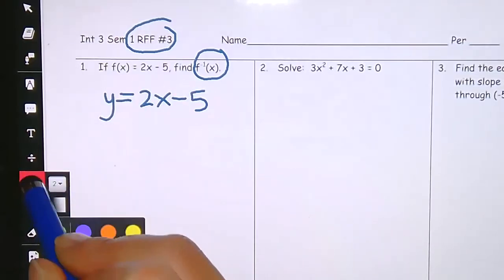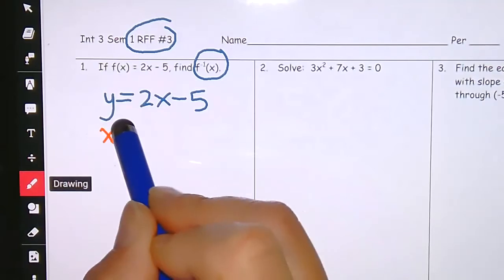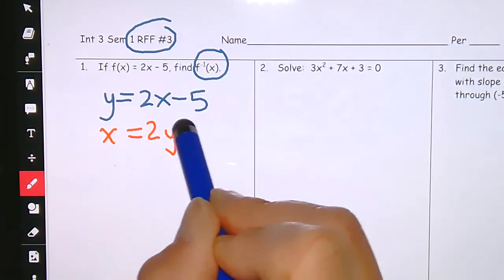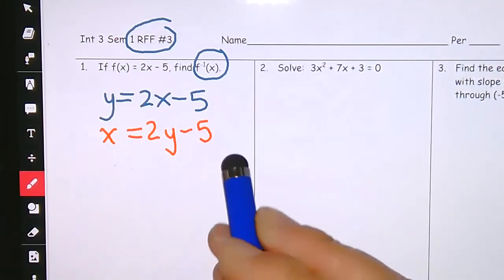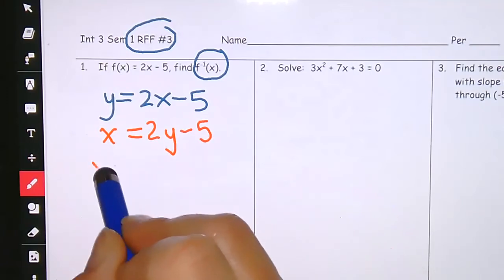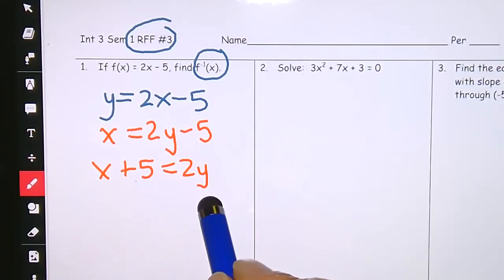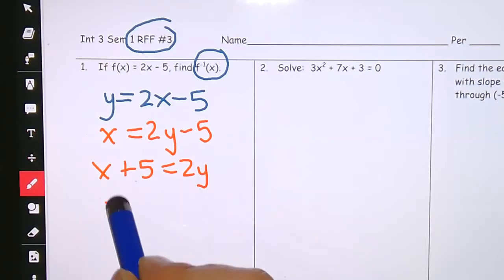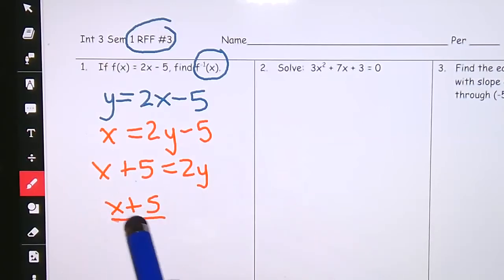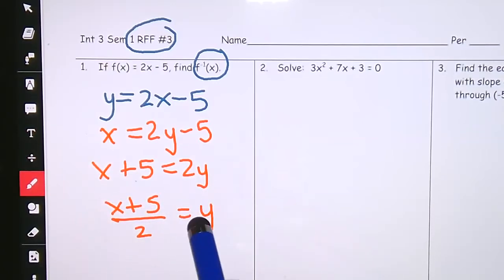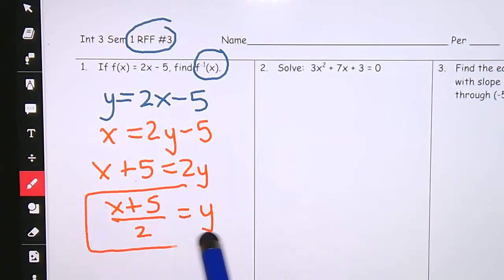And so I am going to switch my x and y. So I'm going to have x equals 2y minus 5. And then you want to solve for y. You want to get it to be y equals. So I'm going to have x plus 5 is equal to 2y. I divide both sides by 2, and I get (x plus 5) over 2 equals y. You want to get it into y equals form.